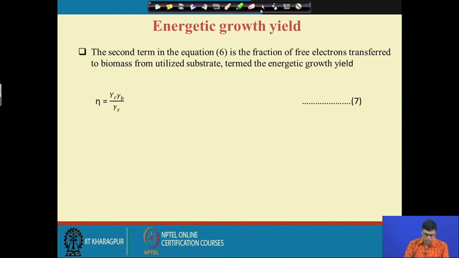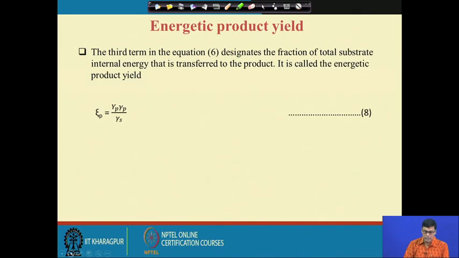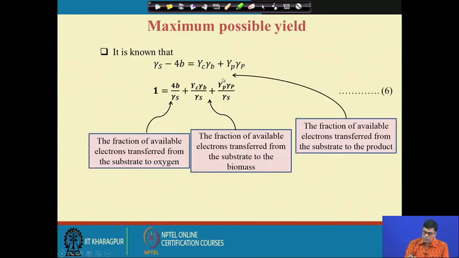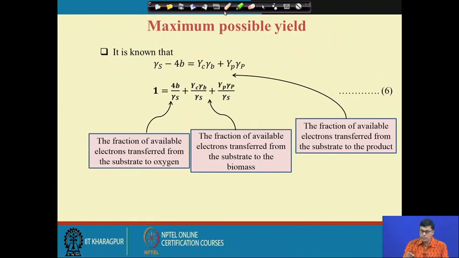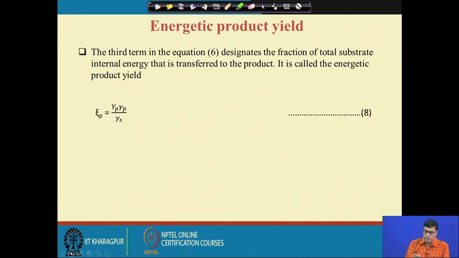Now, if you go through the second portion, here we can find this portion. This portion we call the energetic product yield. So, energetic product yield, Yp gamma P by gamma S, we can write like this.